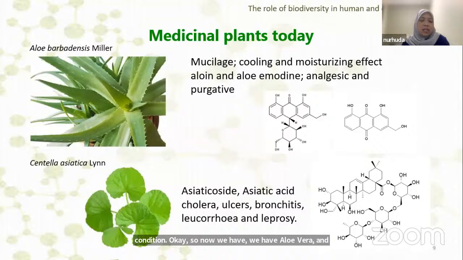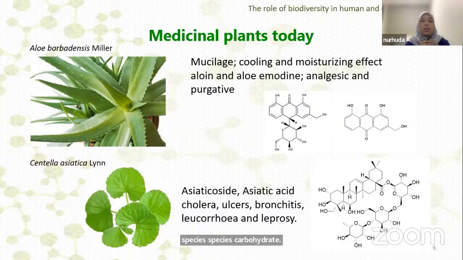Mucilage is actually contained in many kinds of plant species. Mucilage is a carbohydrate that holds water, made by glucose connecting with each other to form a glucose polymer, which makes the mucilage hold a lot of water. When you introduce water into mucilage, it will swell and hold water, so it has this cooling and moisturizing effect. And then the chemical compounds, we found aloin and aloe-emodin.